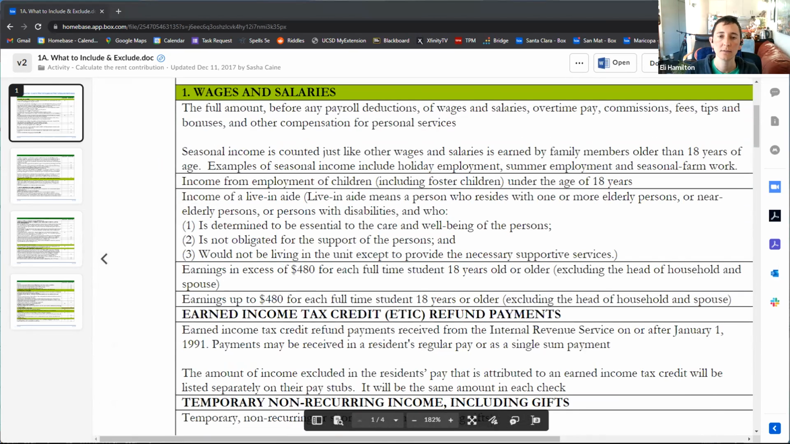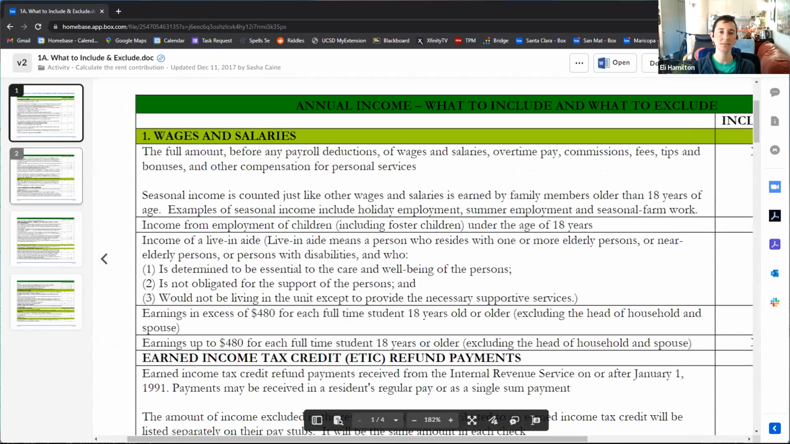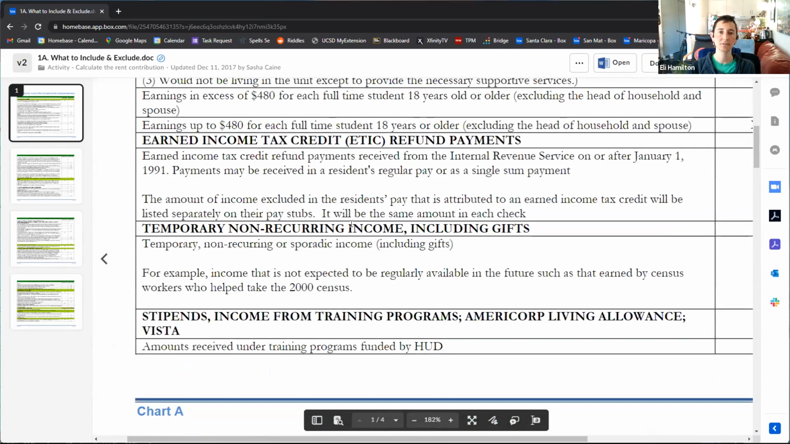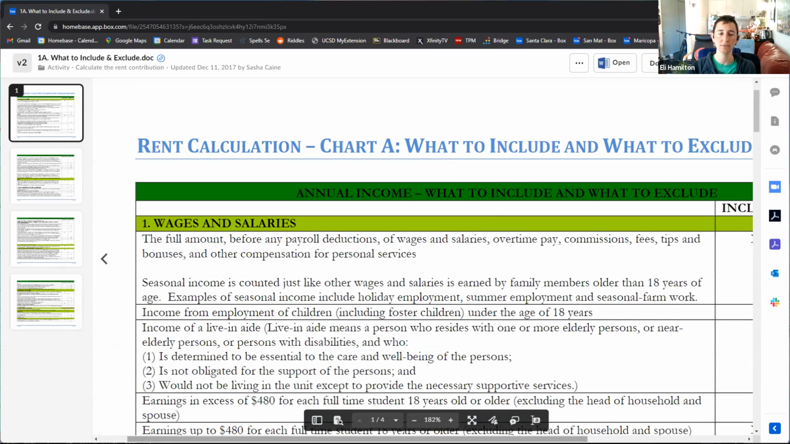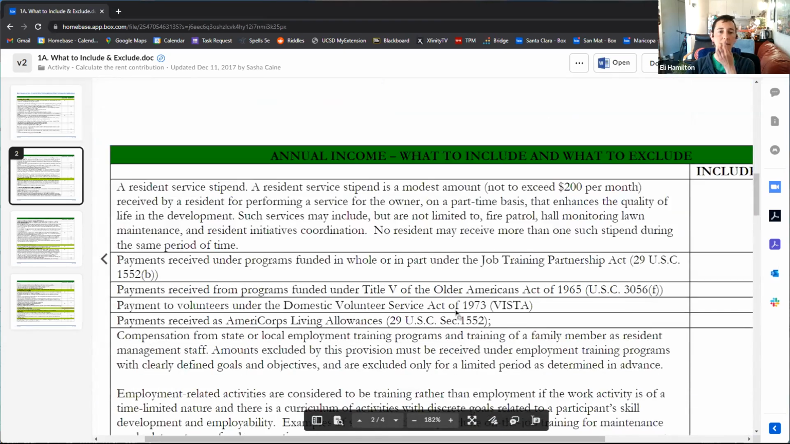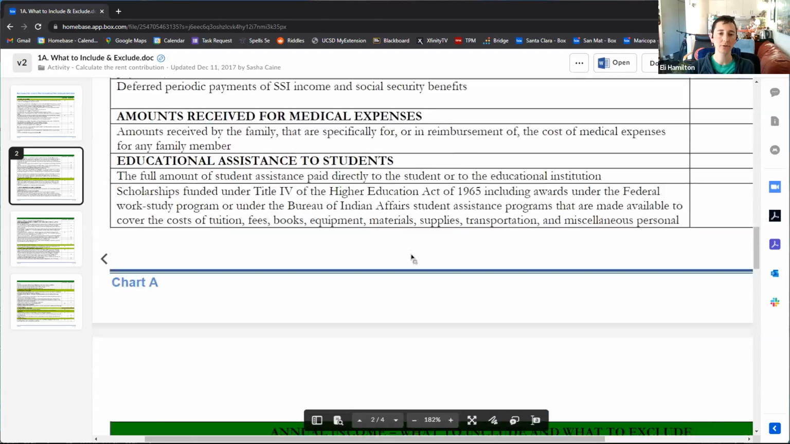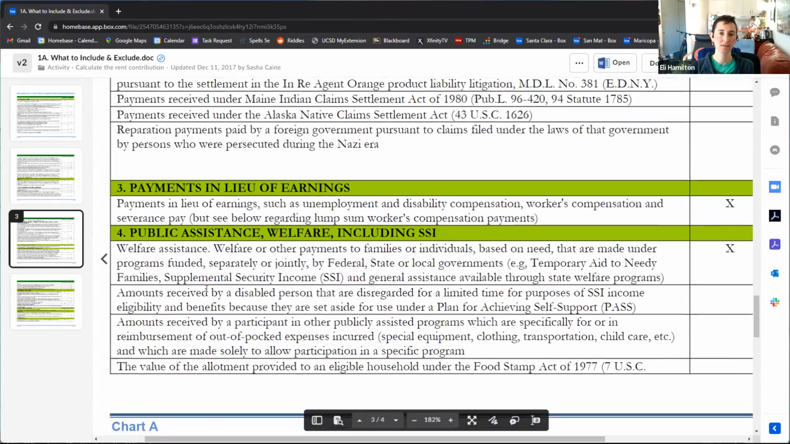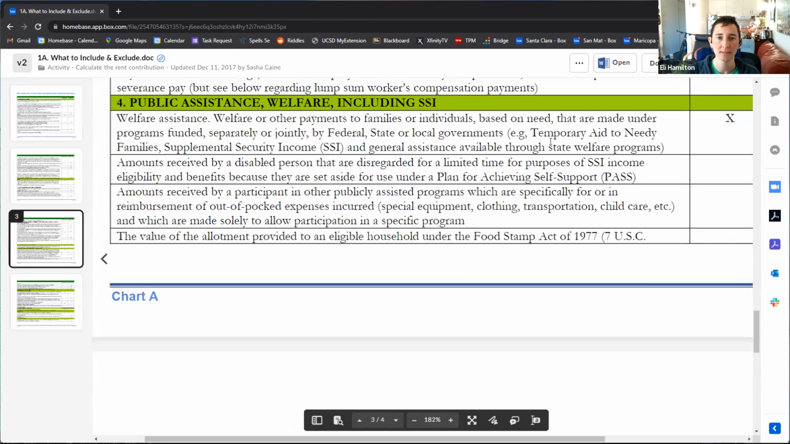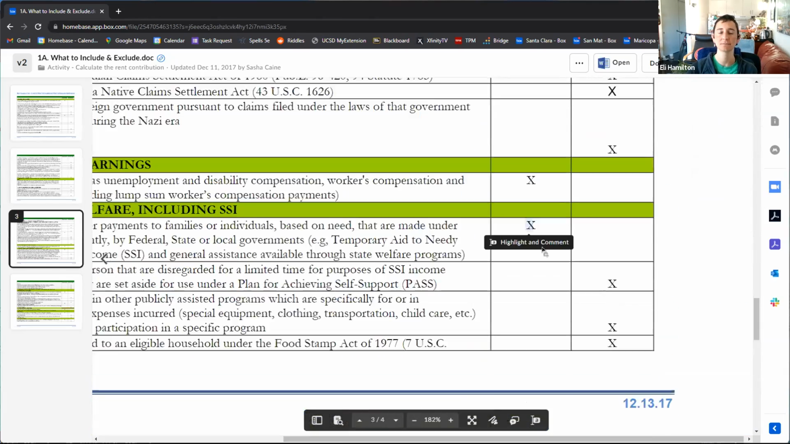We're looking for any indication about SSI payments. So it's not going to be under wages and salaries. And just to note, this is what to include and what to exclude. Each description of a category of income is going to mark include or exclude. It's not wages and salaries, right? It's not periodic payment. It's not like a regular other type of payment. It is public assistance, including welfare, including SSI. Okay, so welfare assistance, temporary assistance to needy families, SSI, or general assistance are included. So we do include the SSI, right?